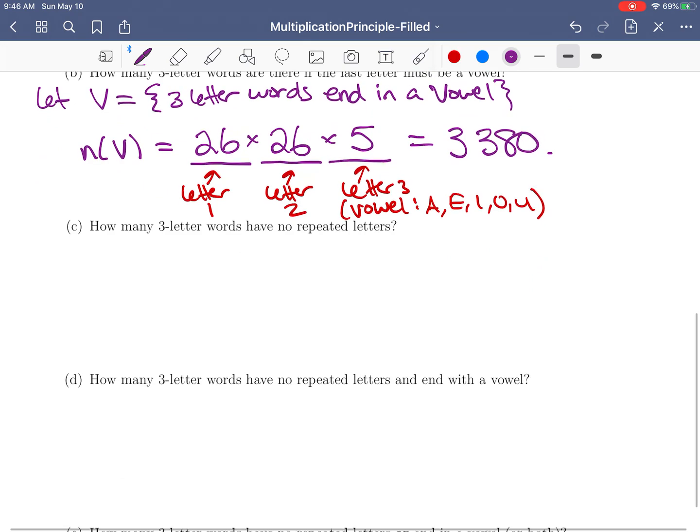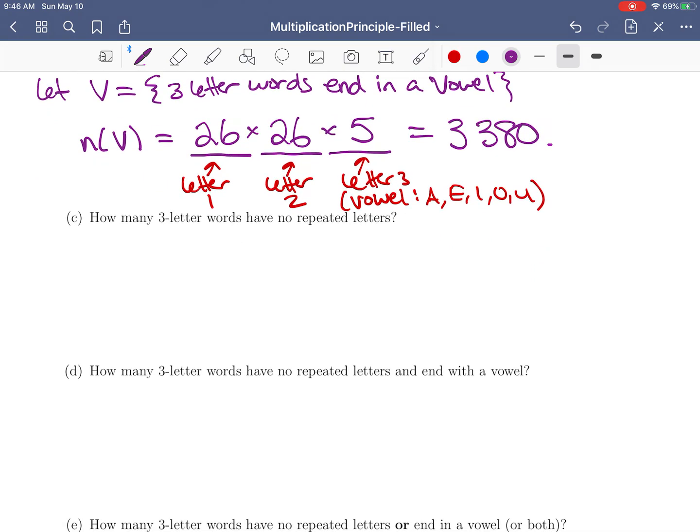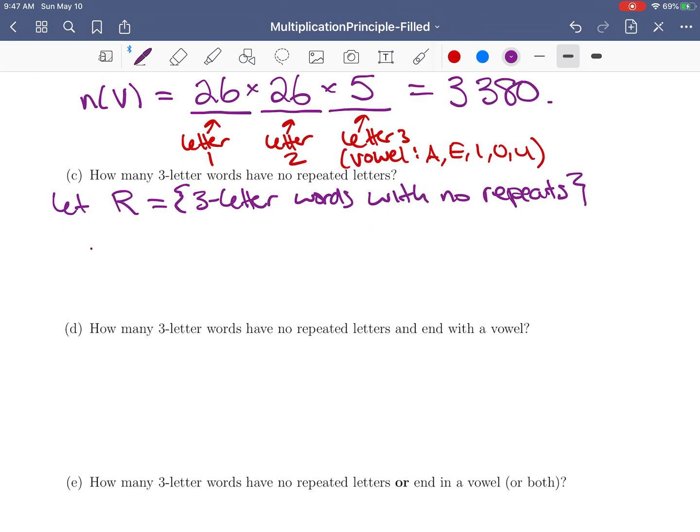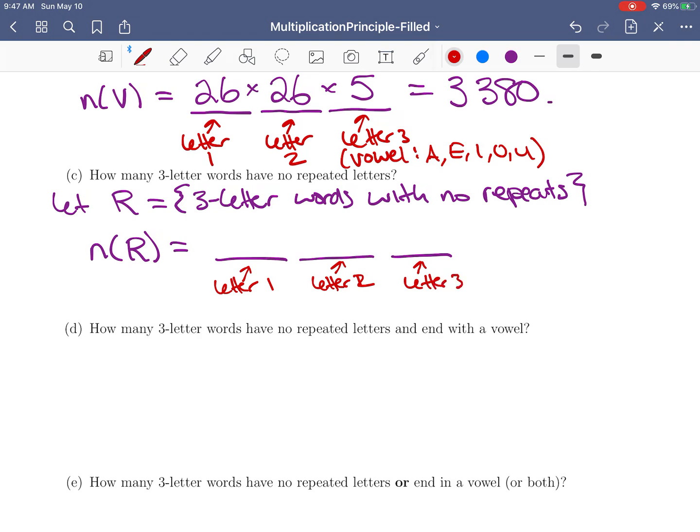Okay, let's try another one. How many 3-letter words have no repeated letters? Again, I'm going to call this one R, for the set of 3-letter words with no repeats. Now we can't pick the same letter anymore. So I'm looking for the number of things in R. Again, it's going to be 3 letters, so I have 3 spots. I have to make 3 choices: letter 1, letter 2, and letter 3.